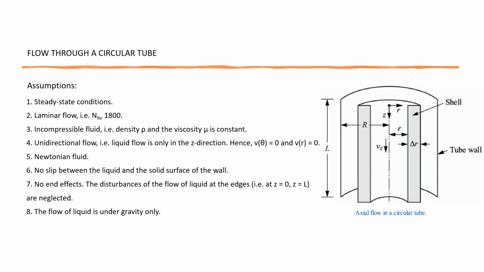So these are the assumptions that we took for axial flow in a circular tube. Steady state condition, laminar flow, Reynolds number 1800. Incompressible fluid, density rho and viscosity mu are constant. Unidirectional flow: liquid flows only in the z direction, V theta and Vr equal 0. Newtonian fluid, no slip between the liquid and the solid surface of the wall, no end effects, so disturbance of flow of liquid at the edges, z equals 0 and z equals L, is neglected. The flow of liquid is under gravity only.